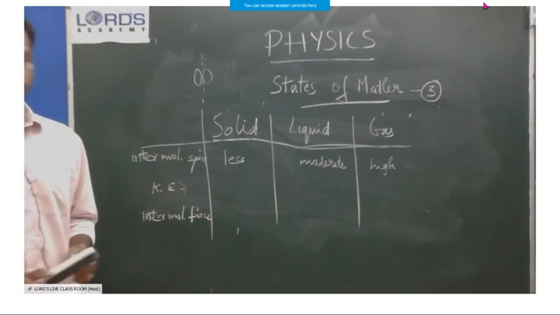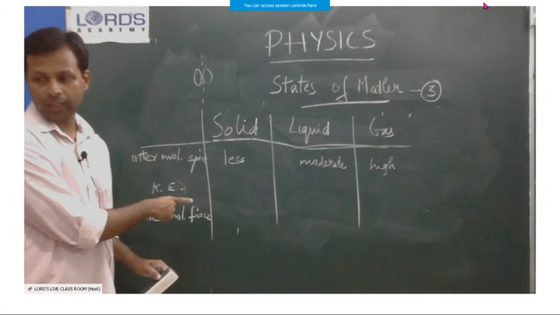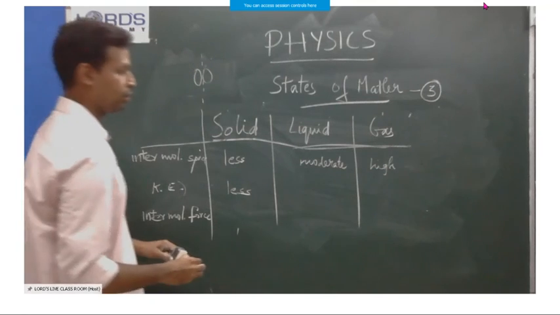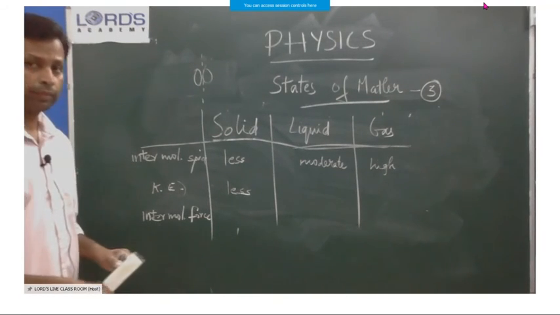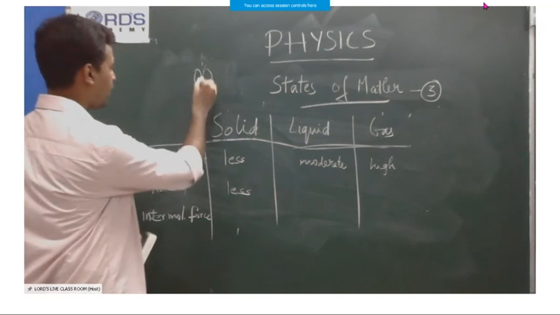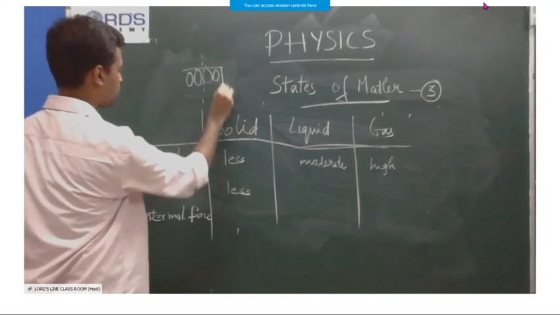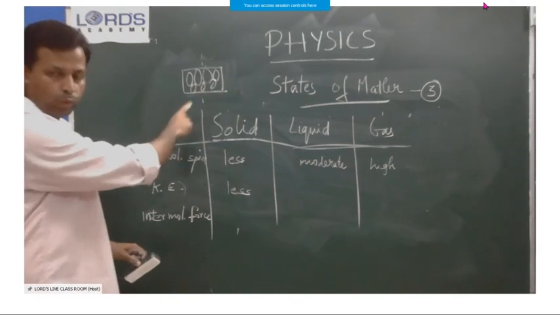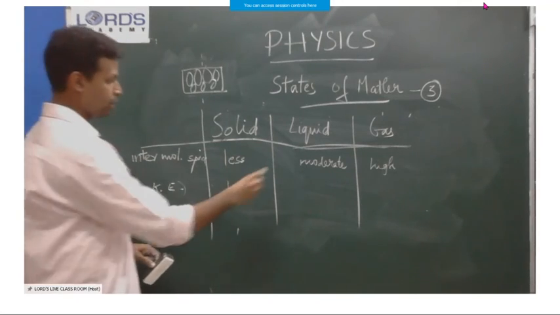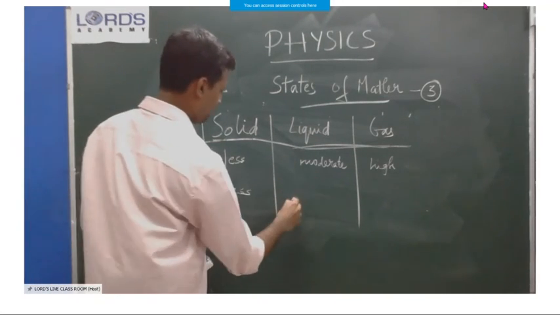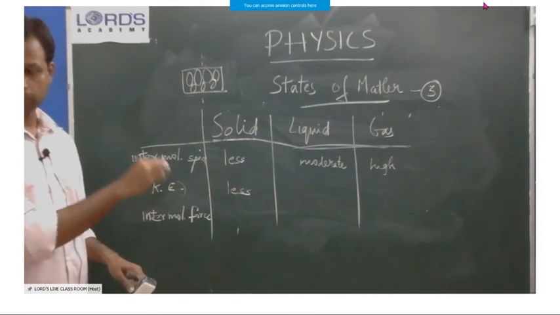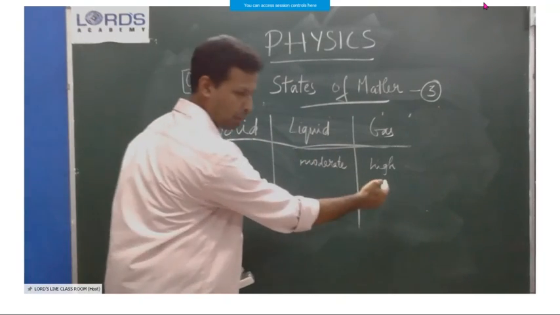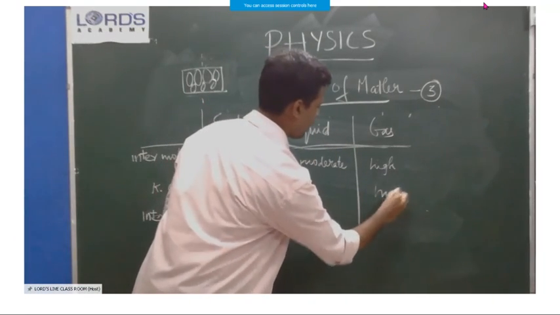Okay? Now about kinetic energy. Kinetic energy of solid is also less. Why? Do you have an answer? Because the solid molecules cannot move. They can only vibrate. Their motion is very limited or restricted. And in liquids they have a motion higher compared to solid but lesser compared to gas. In gases it is high.